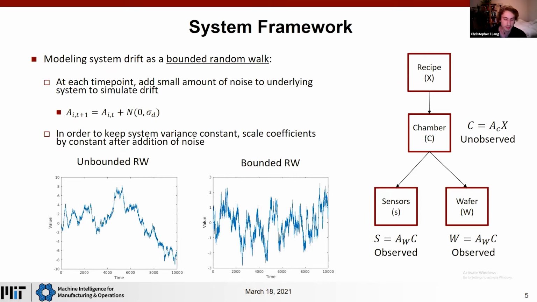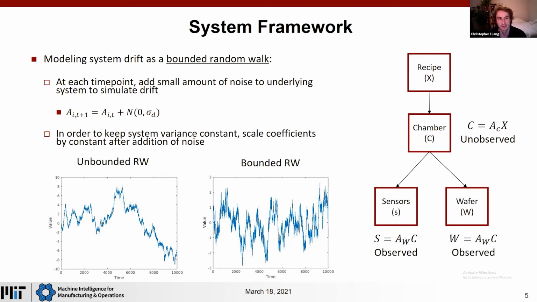So the second key aspect of this system framework is the fact that these relationships aren't constant over time and that they tend to drift over time. So this makes sense because we think that the state of the chamber is going to be drifting over time. So this AC variable is going to be changing. And also the relationship between the chamber and what we're observing, both the sensor and the wafer variables, are also going to be changing over time.